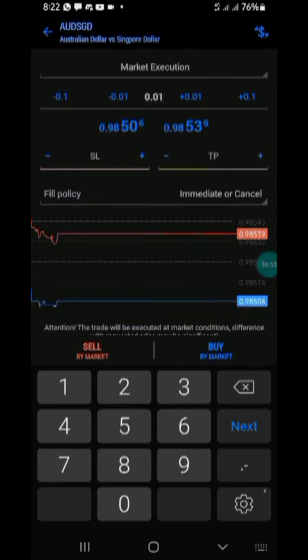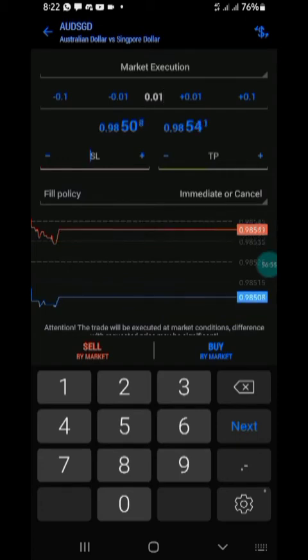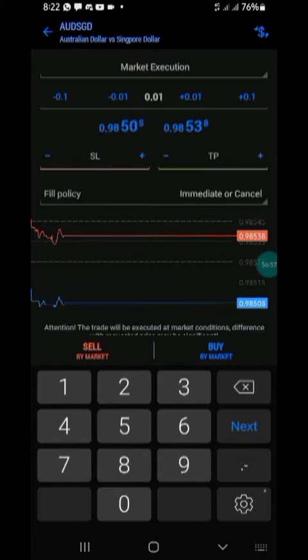I can put my stop loss. Most of the time for me, I open the market first. When I open the market first, I take a trade, whether you buy or sell.